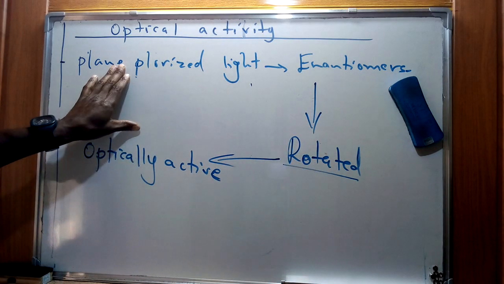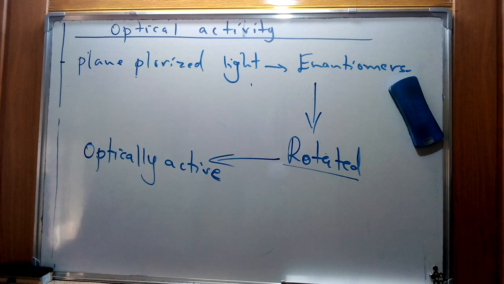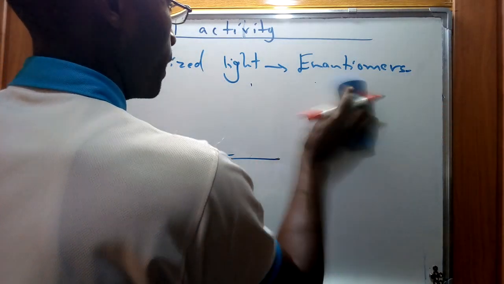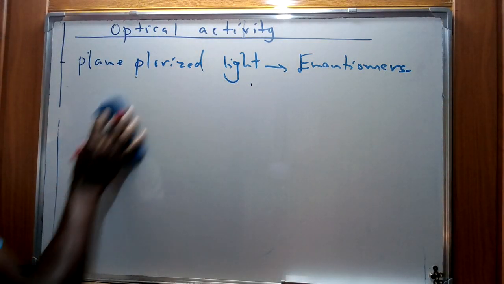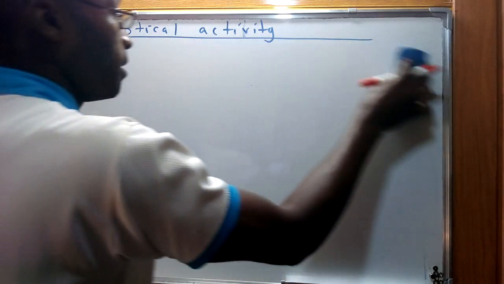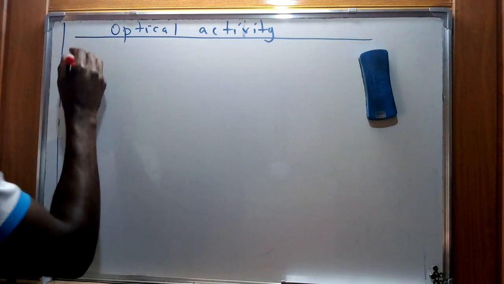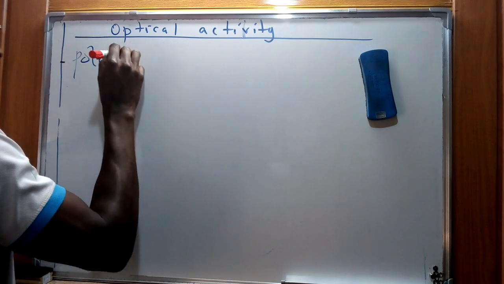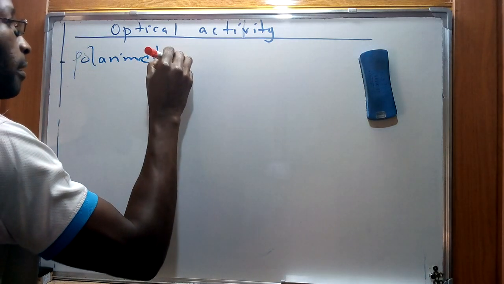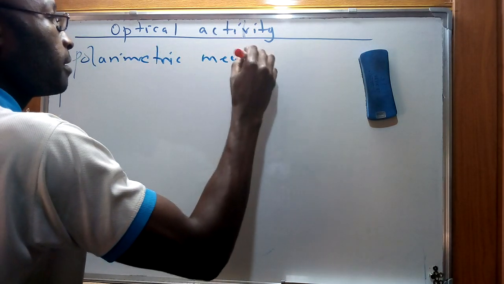So this is one of the experimental methods that has been used in order to identify chemicals and different aspects that we're going to see later. But basically for today we're going to look at some of the characteristics of this exposure of light to enantiomers and their behavior. So this concept is known as polarimetric measurements.